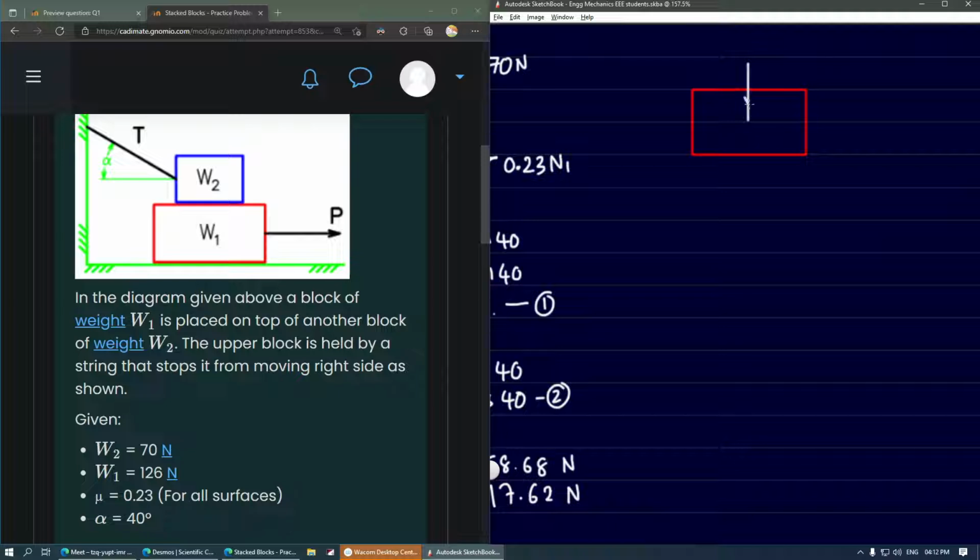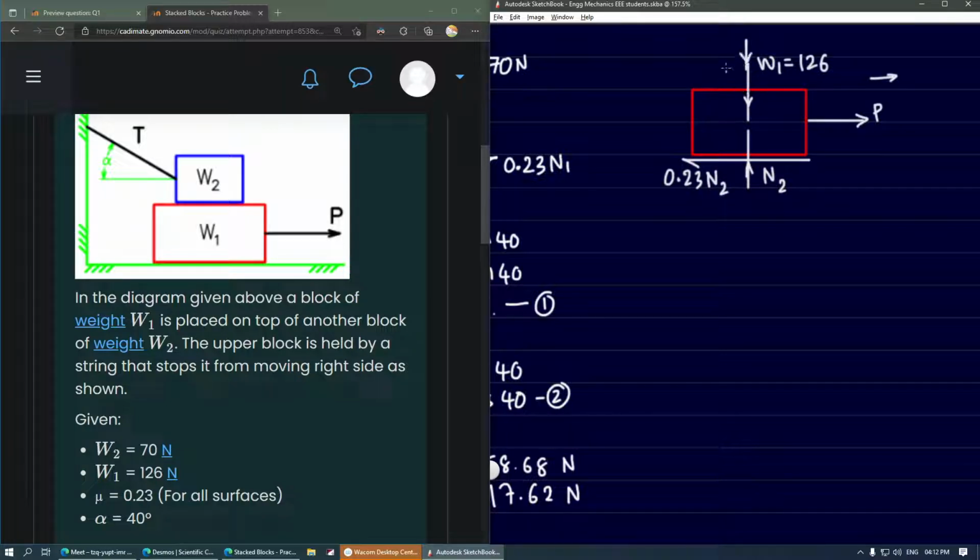First the weight is acting downwards. Weight is W1 and its value has been given to us as 126. Then there is a normal reaction from the bottom. Let's call it N2. Now the force P is trying to pull it in this direction, so this is the impending motion direction. Hence friction will be acting opposite to that. Friction coefficient at all the surfaces we have been given, that is 0.23. So 0.23 times N2 will be the friction here.